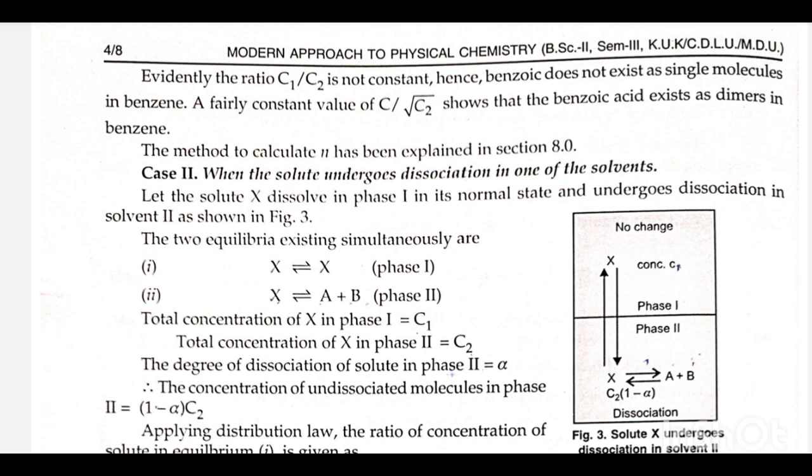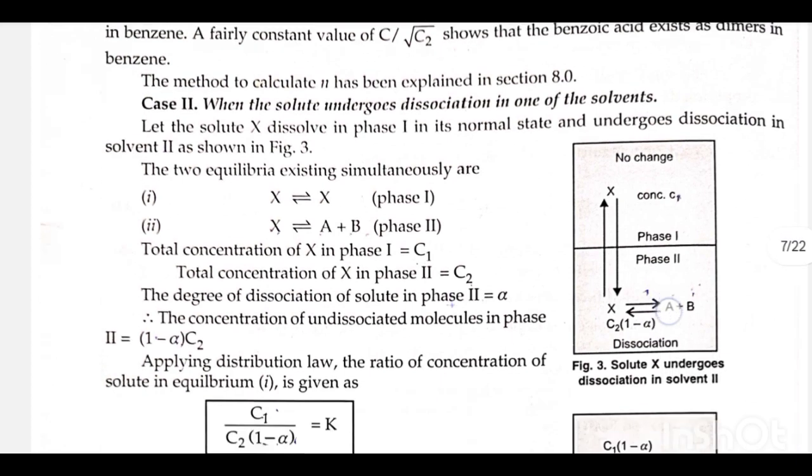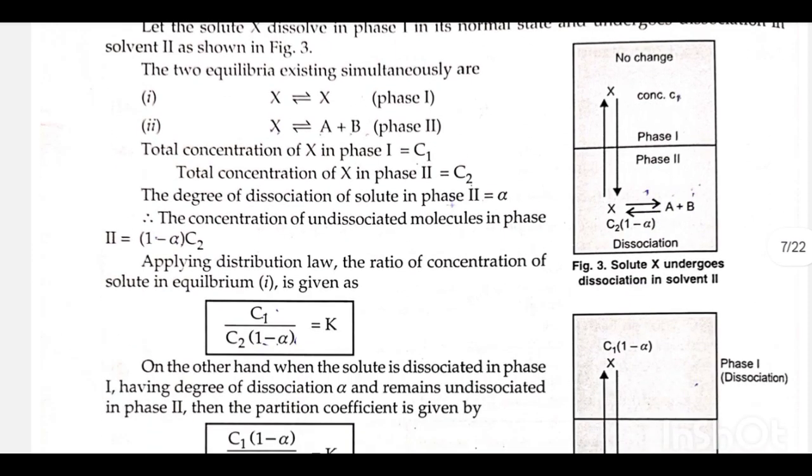Case 2. When the solute undergoes dissociation in one of the solvents. Let a solute X dissolve in phase 1 in its normal state and undergo dissociation in solvent 2. The two equilibria existing simultaneously are number 1, X to X, number 2, X to A plus B in phase 2. Total concentration of X in phase 1 is equal to C1. Total concentration of X in phase 2 is equal to C2. The degree of dissociation of solute in phase 2 is equal to alpha. That is, the concentration of undissociated molecule in phase 2 is equal to 1 minus alpha into C2.